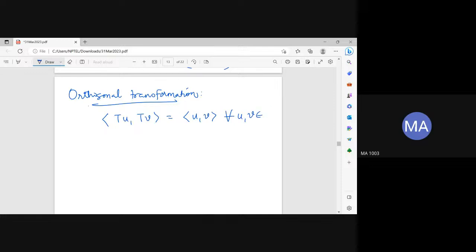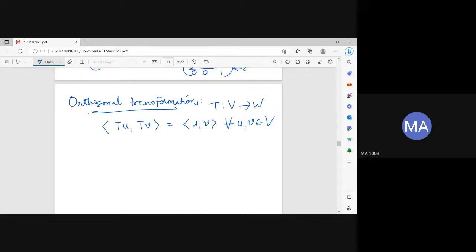Yes. So if you have a map from V to W, and it preserves angles, then the inner product of u, v is equal to the inner product of T u, T v for all u, v. That is an orthogonal transformation. So you just verify whether this is satisfied. Oh, we are doing V to V, right, in the course? Yes, only V to V. So you just verify this.